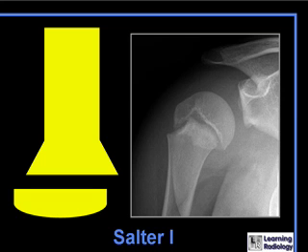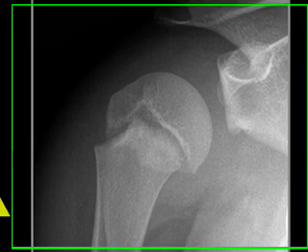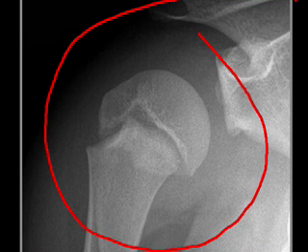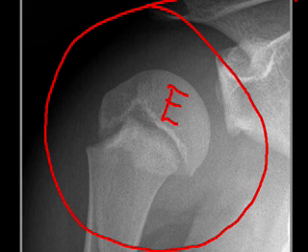This is the proximal humerus. And I think you could see that there is displacement of the epiphysis on the metaphysis, and there is also widening of the epiphyseal plate.